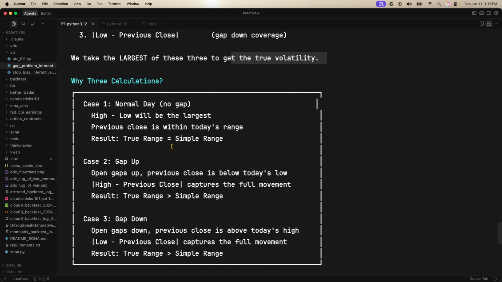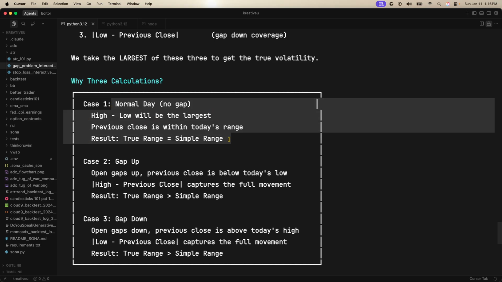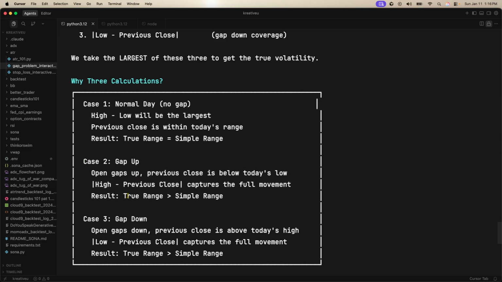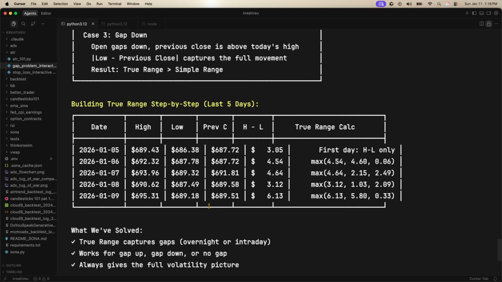Why 3 calculations? Case 1, a normal day: there's no gap, and we're able to see the true movement. Case 2, we have a gap up, and we're going to use the true range because we have a gap. And then same thing for the gap down. We're going to be using the true range instead of the simple range.